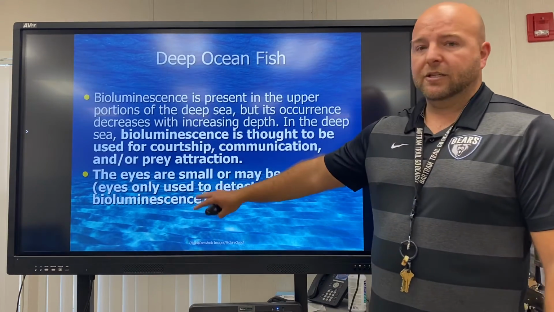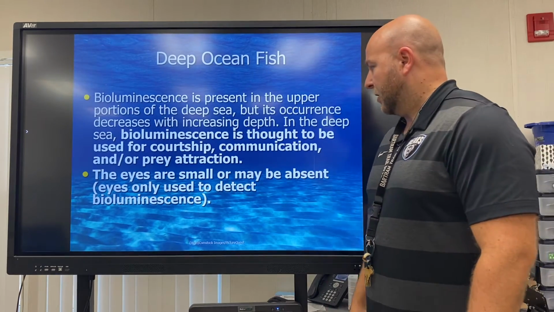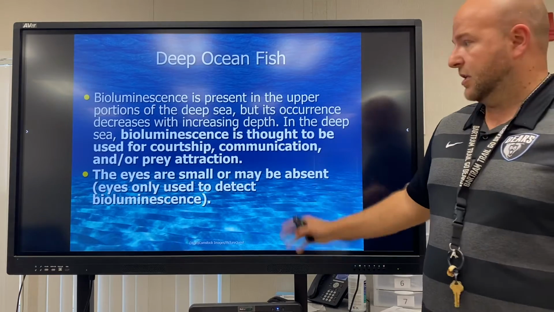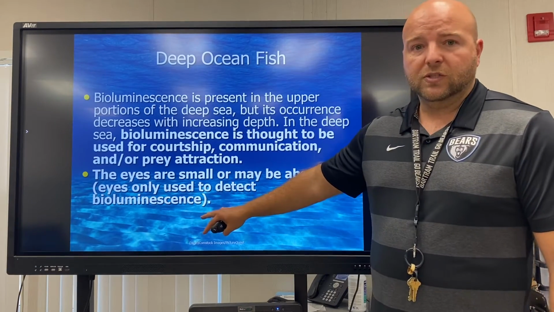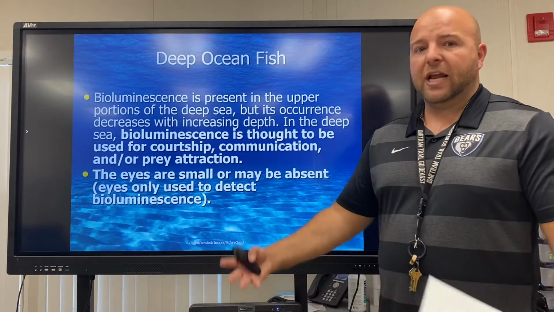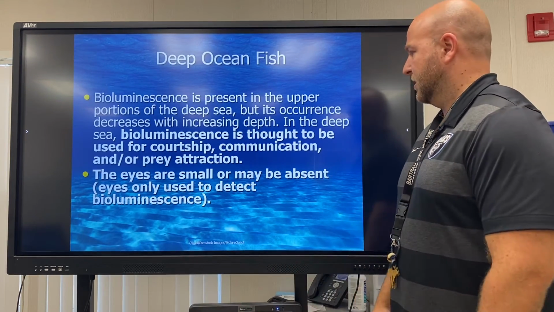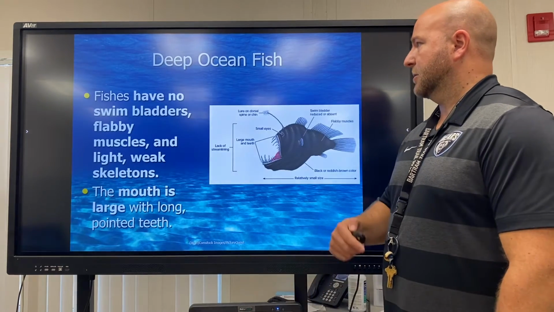If they have eyes, typically creatures in these three zones have very small eyes, although some of them don't even have eyes; the eyes are absent. And really the only thing those eyes would be used to detect would be bioluminescence. So it's usually in those creatures that have some bioluminescence.